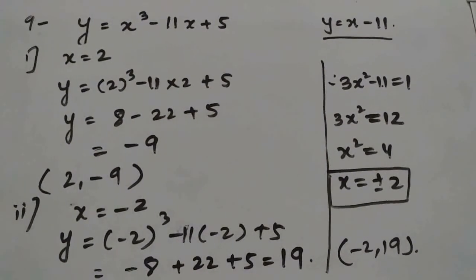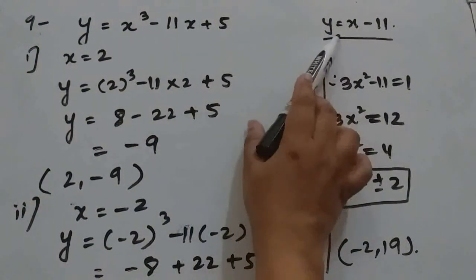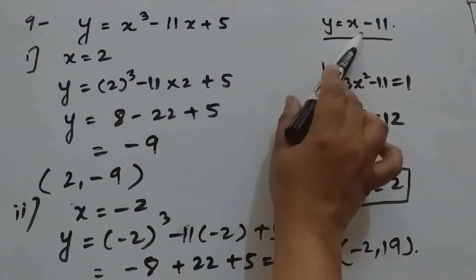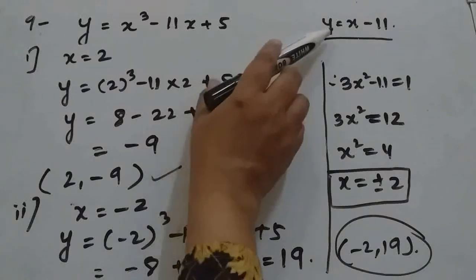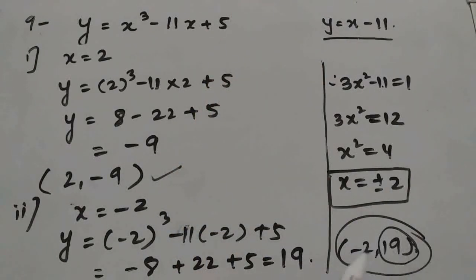Now we should check whether these points are the point of contact of this tangent and the curve. Now 2 comma minus 9 satisfies the equation of tangent. See here, x value is 2, so 2 minus 11 is minus 9. But what about this point minus 2 comma 19? Here you substitute x value minus 2, we will get minus 13, not 19. So this point does not satisfy.